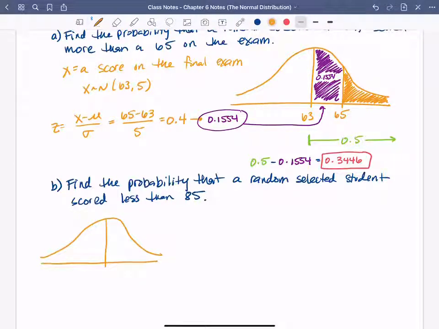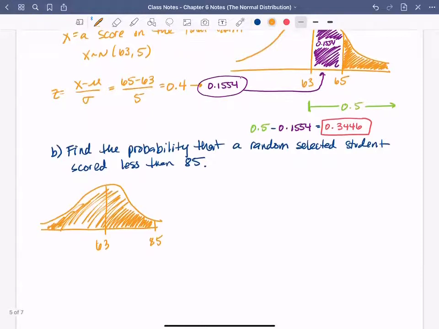So remember, our mean, our average is still 63. And we're trying to say out here at 85, we're trying to find all of this in here. Okay, our goal is to find all that shaded region. So first off, let's find how many standard deviations away this x value is. So z is x minus mu over the standard deviation.